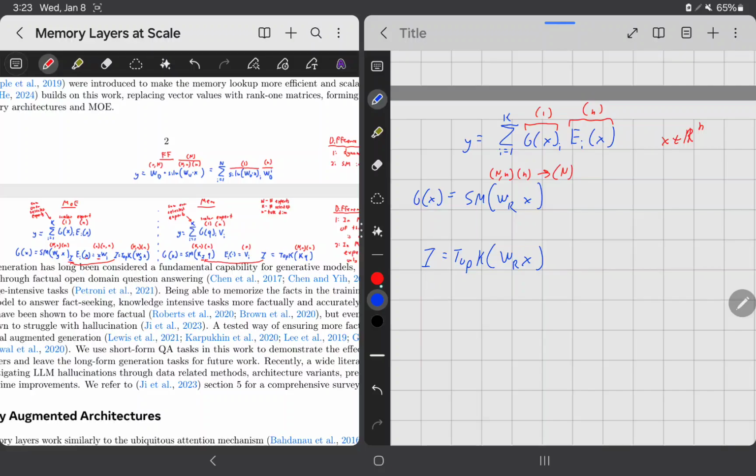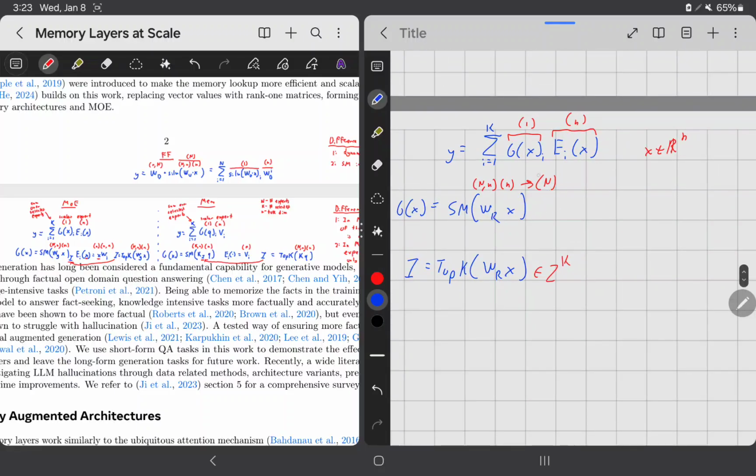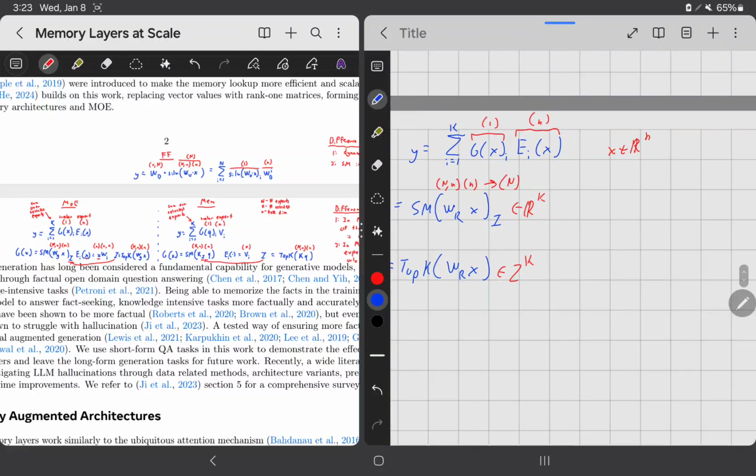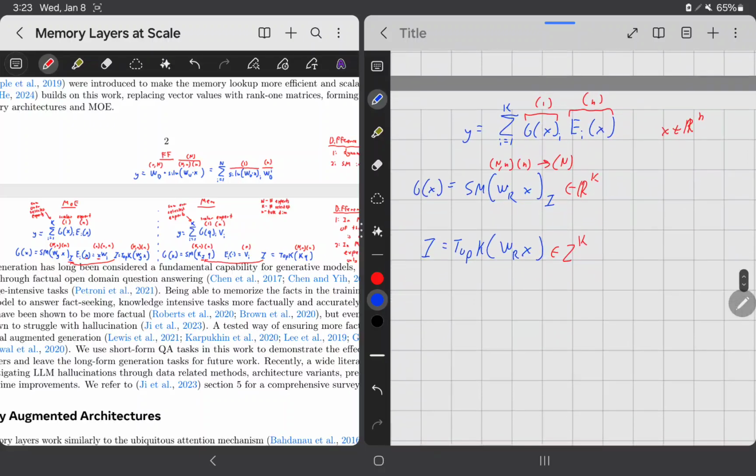After we have these indices, this is the top k, so this will be of shape k, just integers, so in Z^k. This will just be k integers representing the k indices of our experts, and this will be k weights, so we index this by i. This will be in R^k, representing the probability of each of these experts, or the likelihood that token x should go through expert i.